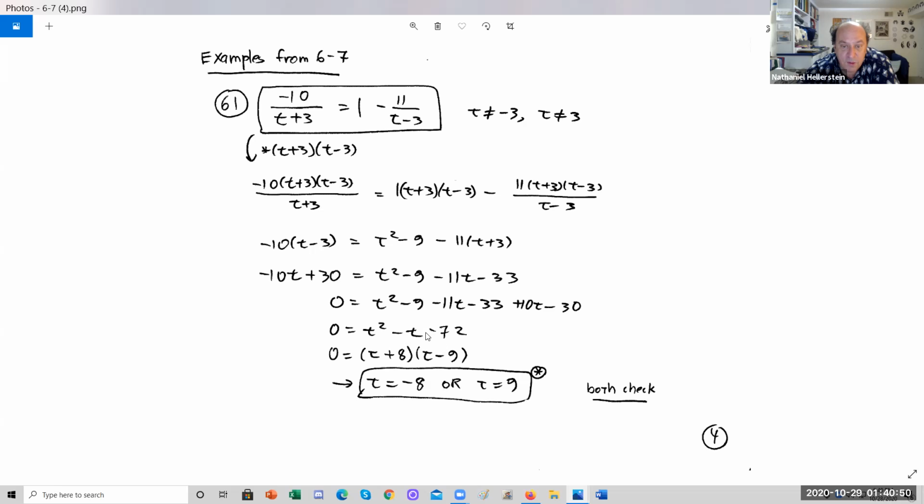One of these factors must be 0. So here gets you t equals negative 8. This gets you t equals 9. Neither of these are ruled out over here. So these both check out. These are both solutions.